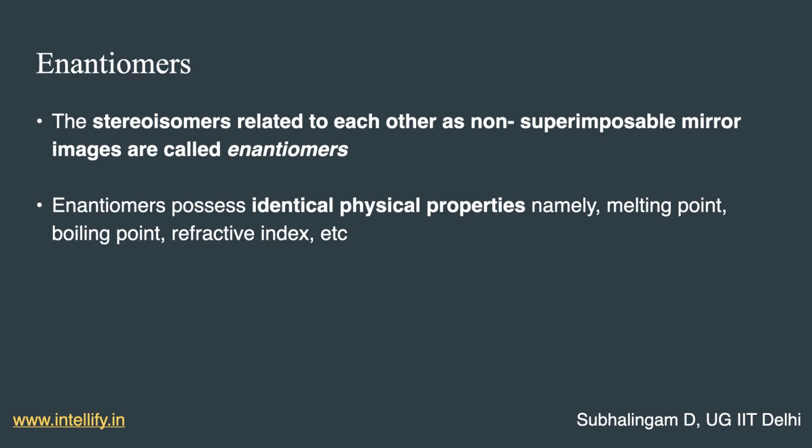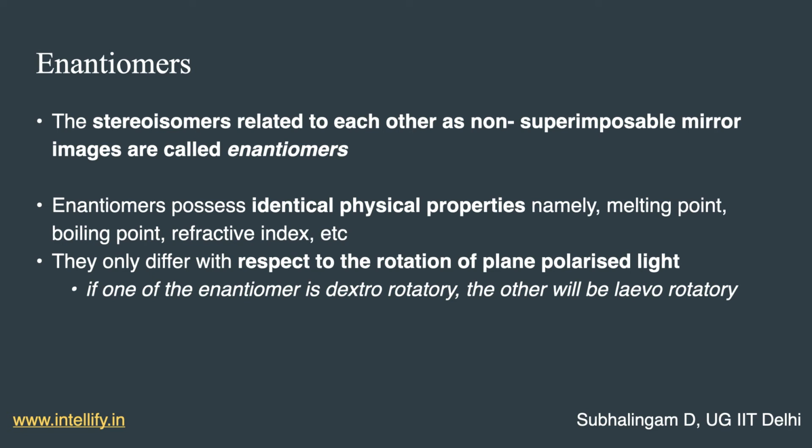Enantiomers possess identical physical properties. For example, melting point, boiling point, refractive index, all these are the same for two enantiomers. They only differ with respect to the rotation of plane polarized light. That is, if one of them is dextrorotatory, the other one will be levorotatory. In simple words, if one of the compounds rotates the plane polarized light by plus 5 degrees, the other compound, which is the enantiomer of the previous compound, will rotate the plane polarized light by minus 5 degrees.